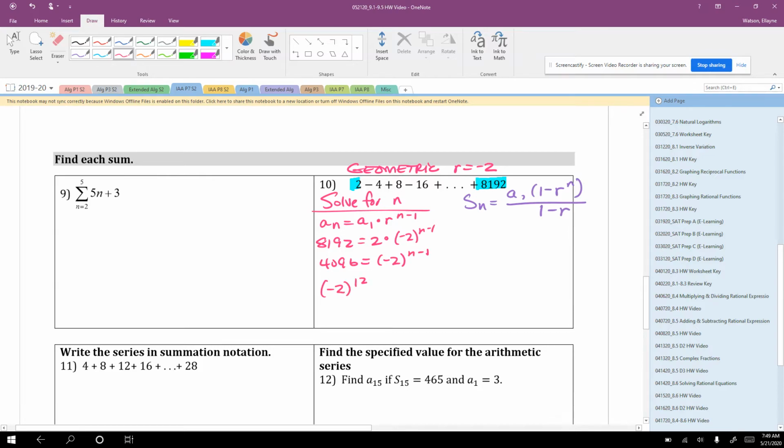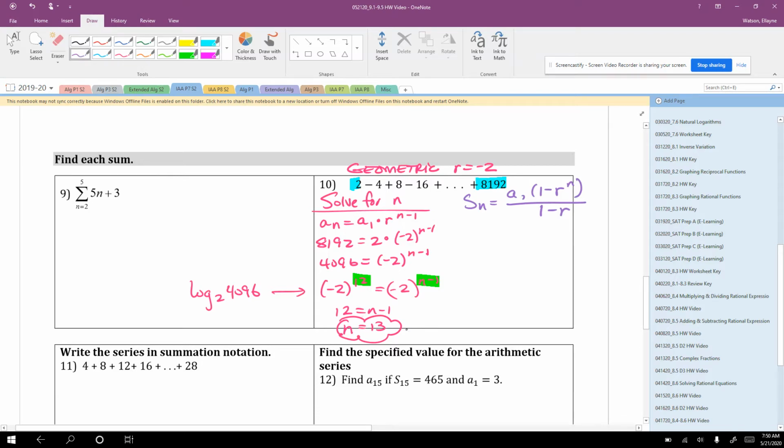You can do logs. You can do log base 2 of 4096. I just changed it to a +2 because I know that a -2 won't work as my base. If you take out your calculator, remember logs, guys, you do log base 2 of 4096, and you're going to get 12. So -2 to the 12th is equal to -2 to the n minus 1. Remember, if your bases are equal, then the exponents must equal each other. So 12 is equal to n minus 1, so n is equal to 13.